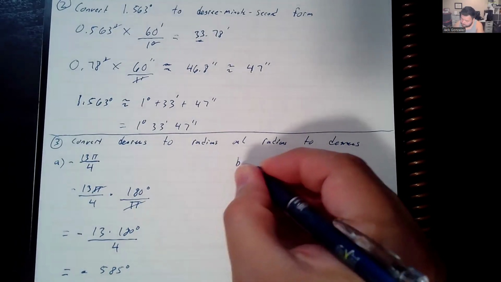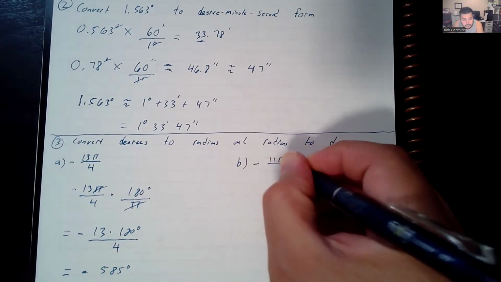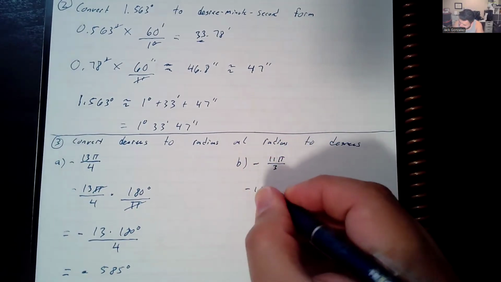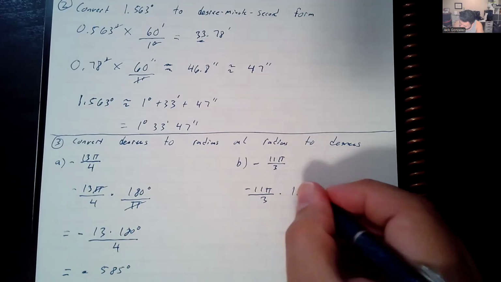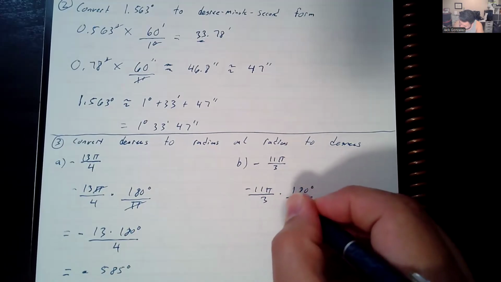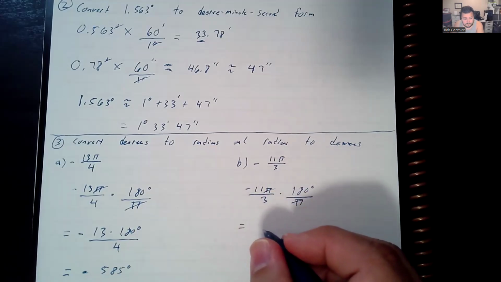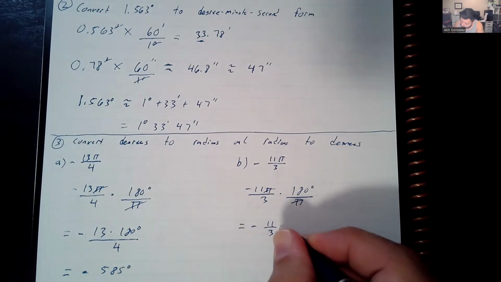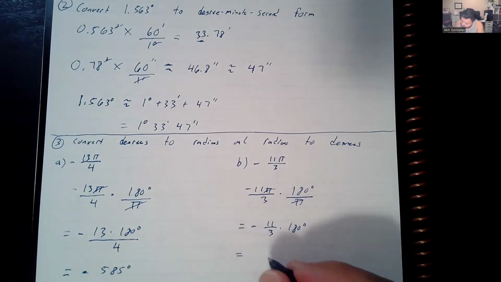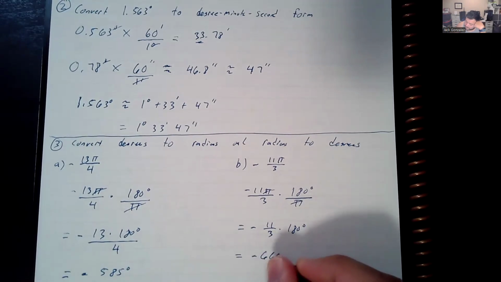That's it. Part B, same deal. We have 11 pi over 3. Multiply by your conversion factor. That'll leave you with negative 11 thirds, which is going to be, let me see, yeah, I did this earlier, negative 660 degrees.